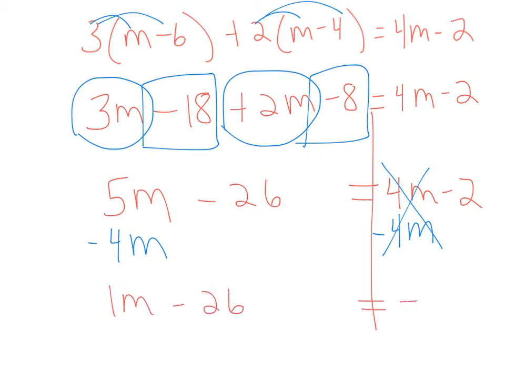And over here we've got negative 2. Last step, add 26 to both sides. So 1m is equal to 24, or m is equal to 24.